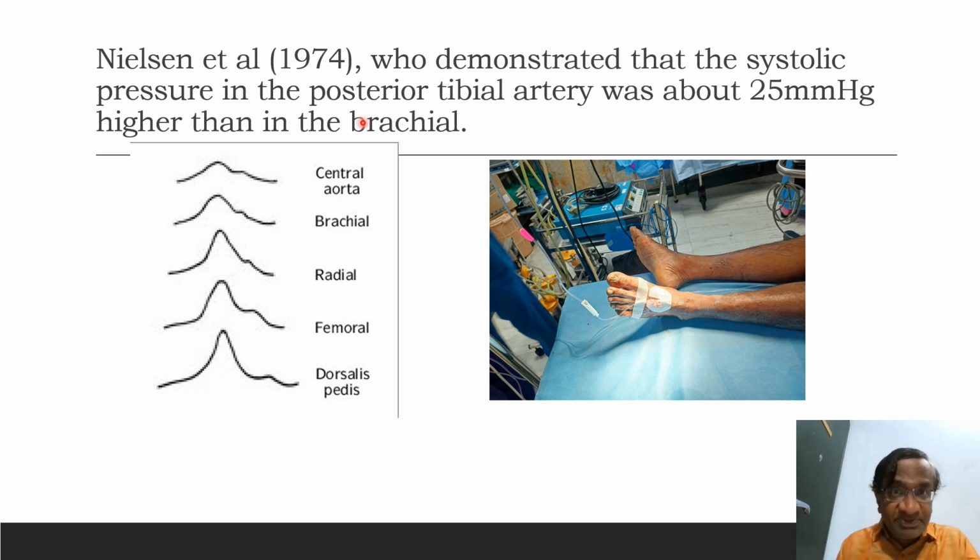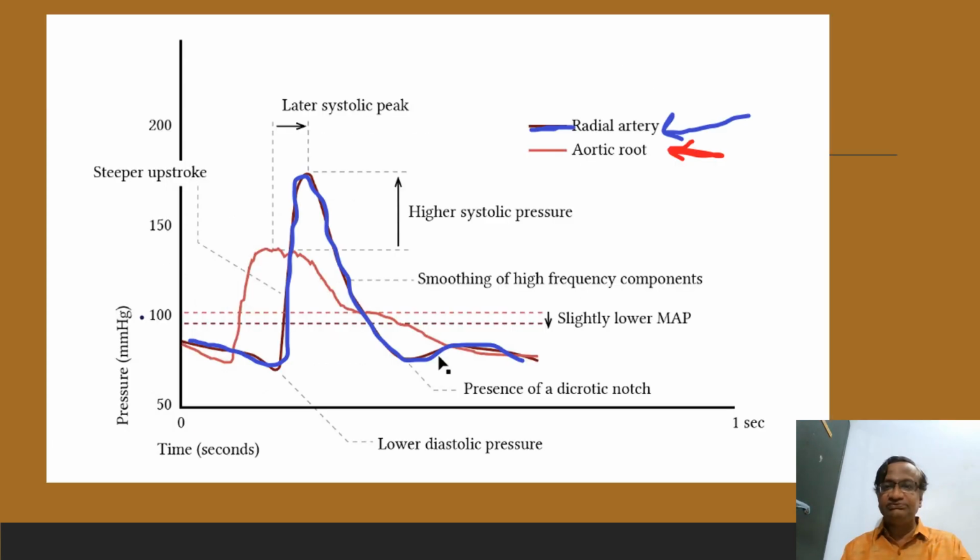The systolic blood pressure in the posterior tibial artery was about 25 millimeters higher than the brachial. See here, the systolic is like this. Dorsalis pedis systolic is like this. The brachial, it is like this. See here, the dorsalis pedis, it will be like this. So why is it like this? It's a later systolic peak, higher systole, diastolic slightly lower. Here the diastolic comes like this.